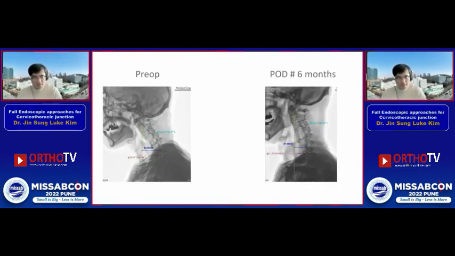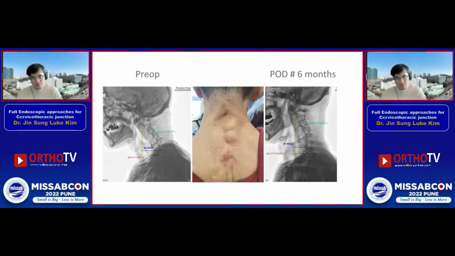And what about the sagittal alignment? Yeah, pretty kyphotic. And once the pain is gone, you can see it is much more restored, even though it is not enough, right? But it became better. What about the operation scar? Just a small incision along the CT junction.